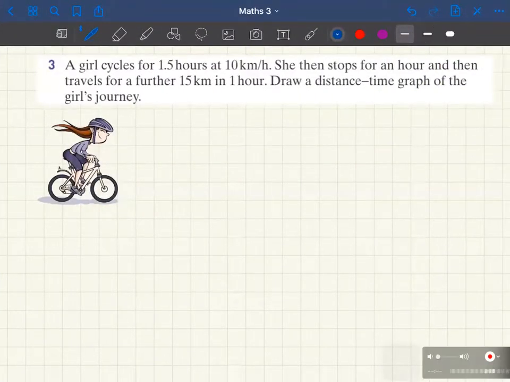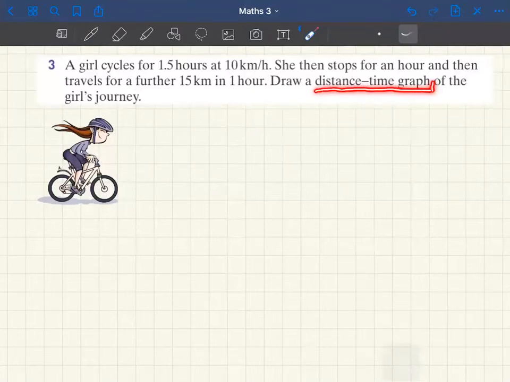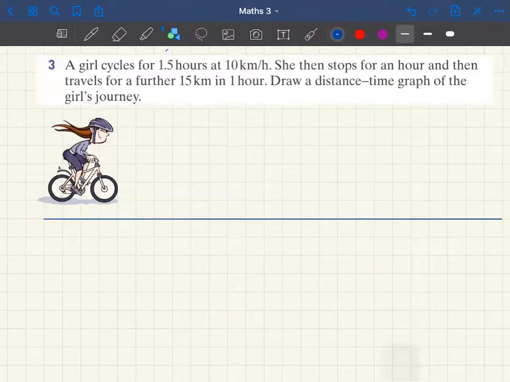All right, so let's take a look at this problem. A girl cycles for 1.5 hours at 10 kilometers per hour. She then stops for an hour and then travels for a further 15 kilometers in 1 hour. Draw a distance time graph of the girl's journey. This kind of problem involves distance time graphs, which is also the name of the topic we will be talking about. I will show you schematically the journey of this girl. Let's draw a line here. This will be the line of her journey with the start and the finishing line.